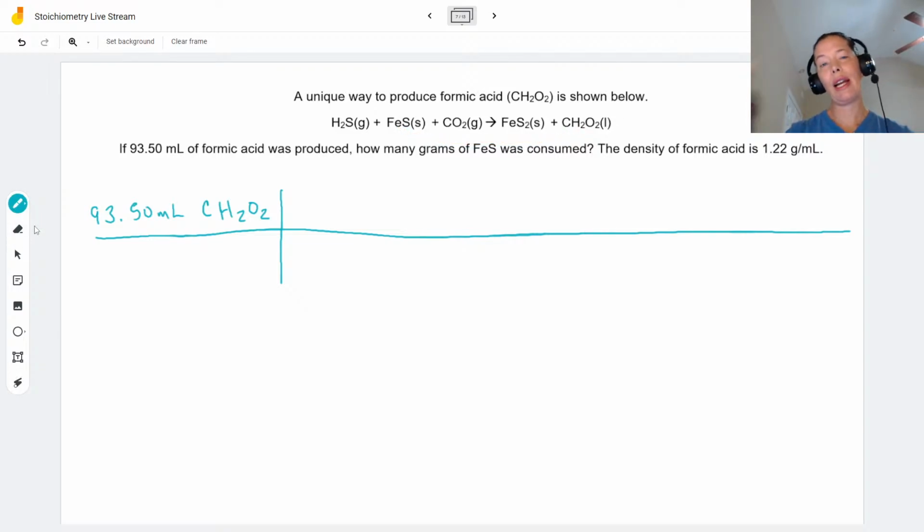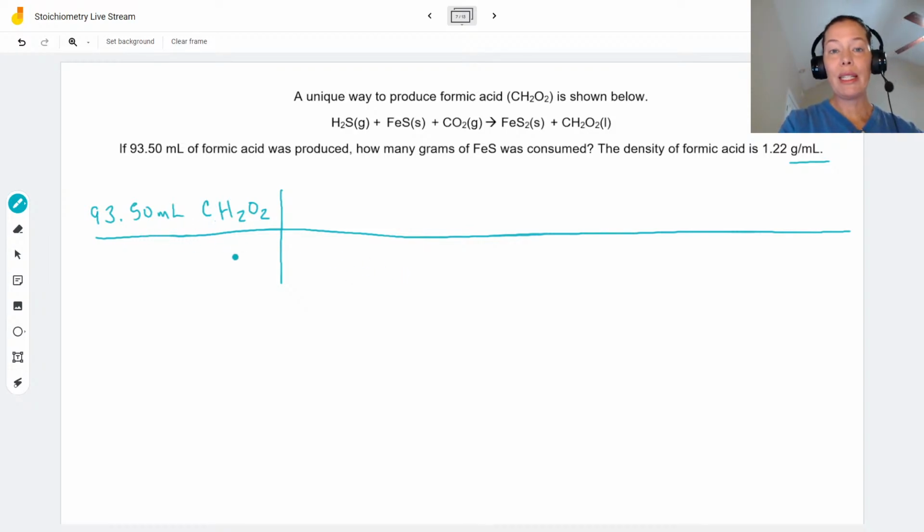So just like before, I kind of think backwards. I'm going to need moles. I need to get my milliliters of formic acid into moles of formic acid. I don't have a one-step way to do that. I'm going to have to do that in 2 steps. I'm going to use the density first to convert from milliliters to grams. And then once I'm in grams, I can use the molar mass to convert to moles. And then I'm at my mole ratio. So let's get those steps in.